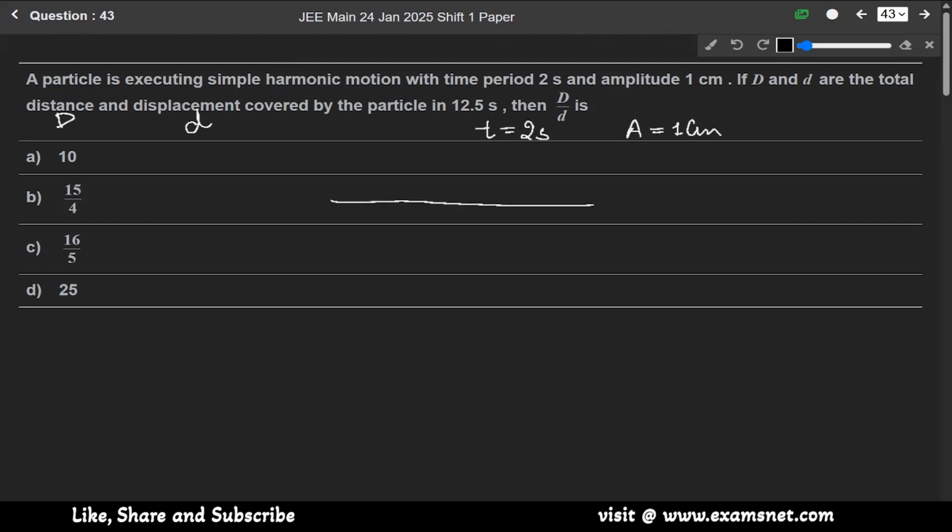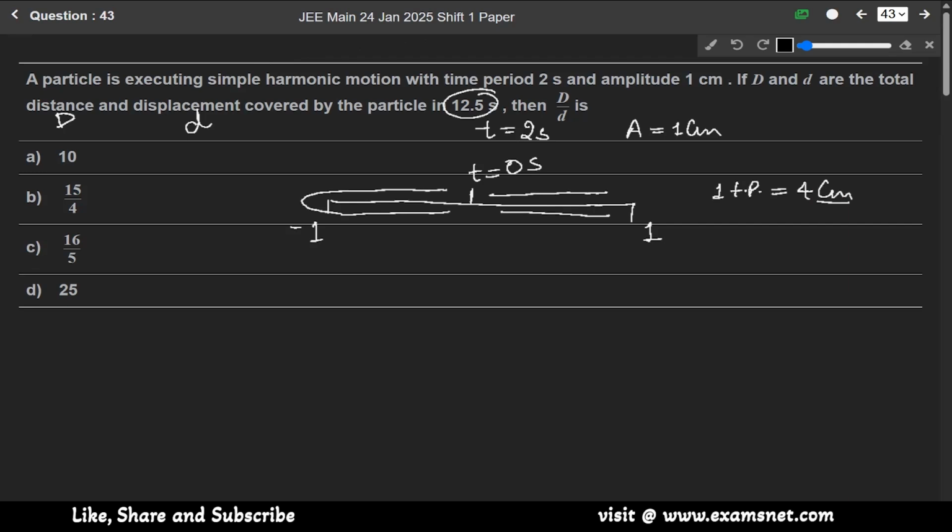So amplitude is given as 1 centimeter, means if a particle is starting at t equals to 0 second, then in 2 second it is traveling 1 centimeter plus 1, 2 centimeter plus 1, 3 centimeter and then 1, 4 centimeter, means in one time period it is traveling 4 centimeter. So in 12.5 second it is traveling 2 sixes are 12, means 6 oscillation plus 1 quarter oscillation.